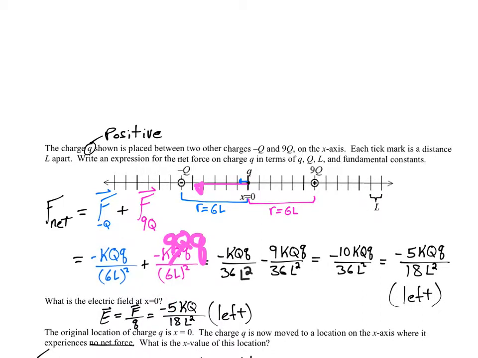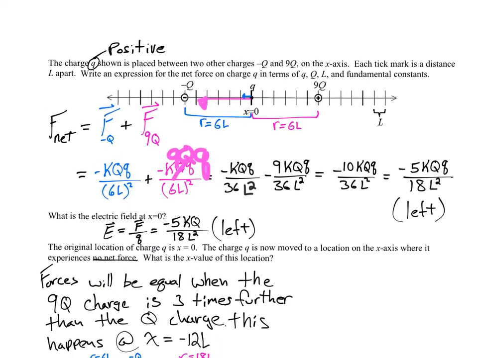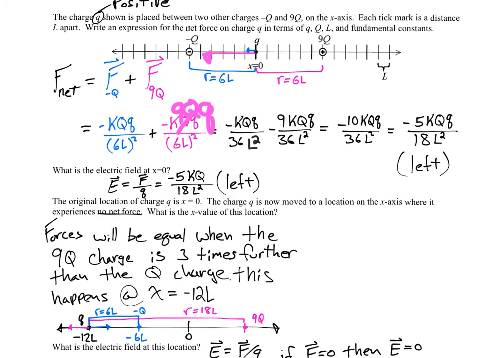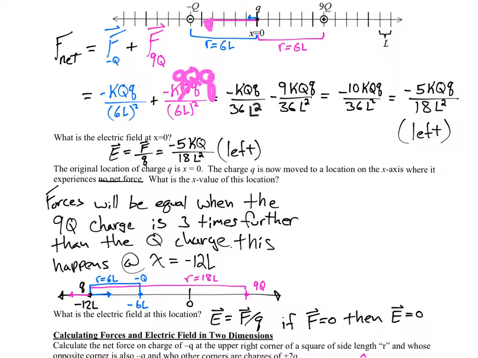The second part to this question is similar to previously. Since we want our forces to cancel, the forces will be equal when the 9q charge is 3 times further away than the single q charge. And that happens when x is at -12. Why is it different than last time? Well, it has to do with the fact that our positive and negative charges aren't the same.